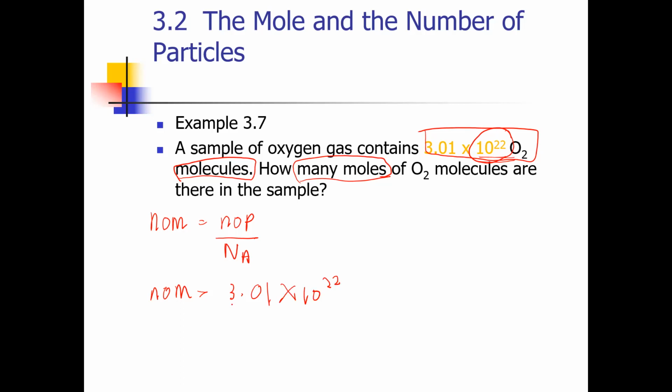Okay, now you and I have learned this and remembered it many times already. What's my Avogadro constant? 6.02 times 10 to the power of 23. Normally they will give it to you in the exam, somewhere here. I don't know why they didn't give it here.